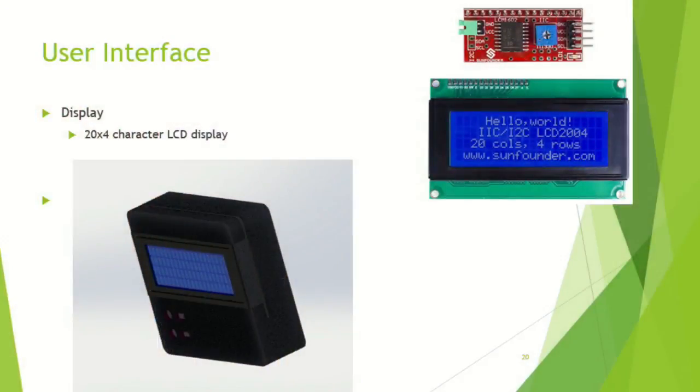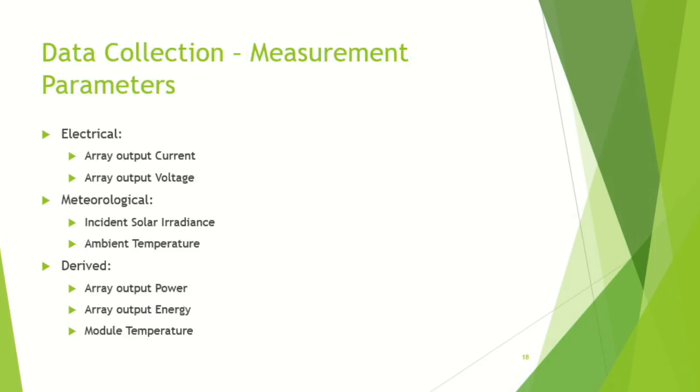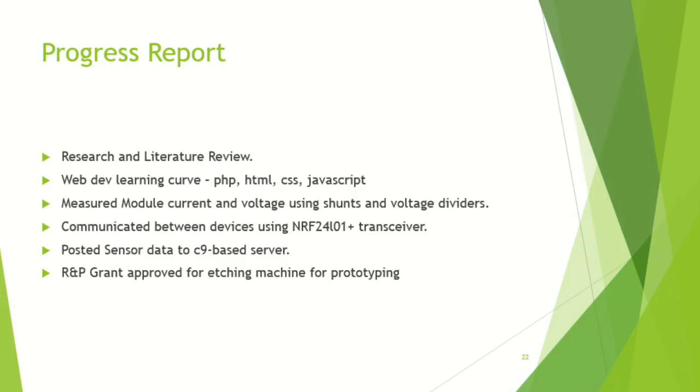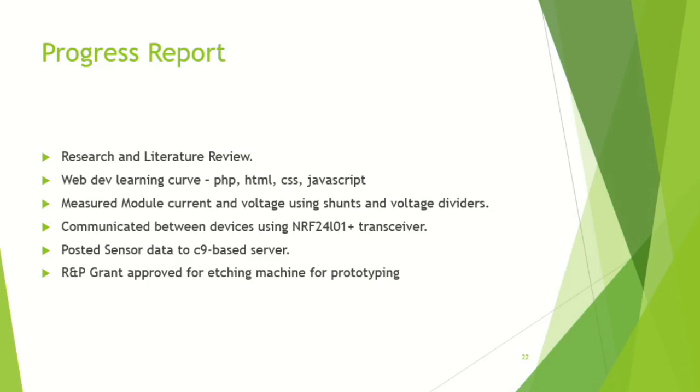And then the user interface, of course, if you don't have access to internet at the moment, this is what the user interface would look like. Just a regular display with buttons, and this would be displaying these pieces of information. And of course, the web-based interface, as I mentioned before: you'd be able to sign into your account and look at the system performance from anywhere once you have an internet connection.